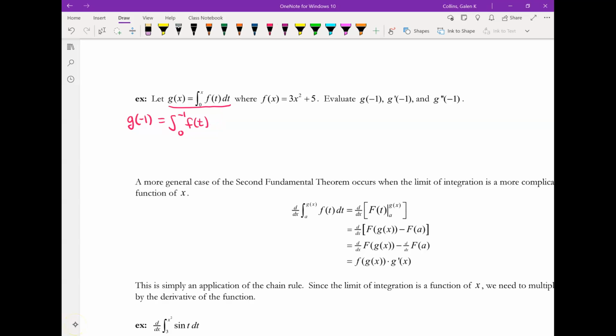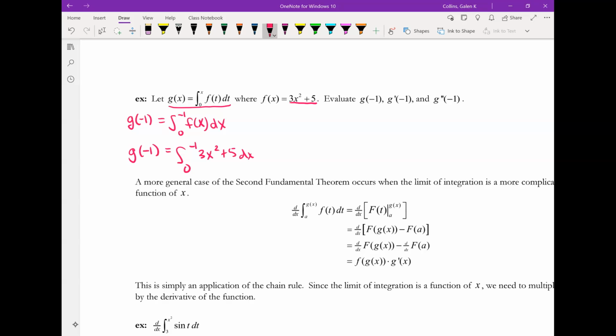And actually, as I'm writing the t's, I'm going to replace that with x. The only reason that placeholder t is there was because we had an x. But now that I'm filling this in, I'm going to say f of x dx. Okay, so this is not that second fundamental theorem. In this case, we actually need to find that antiderivative. So g of -1 is the definite integral from 0 to -1 of, and I'm going to now write in my 3x squared plus 5.